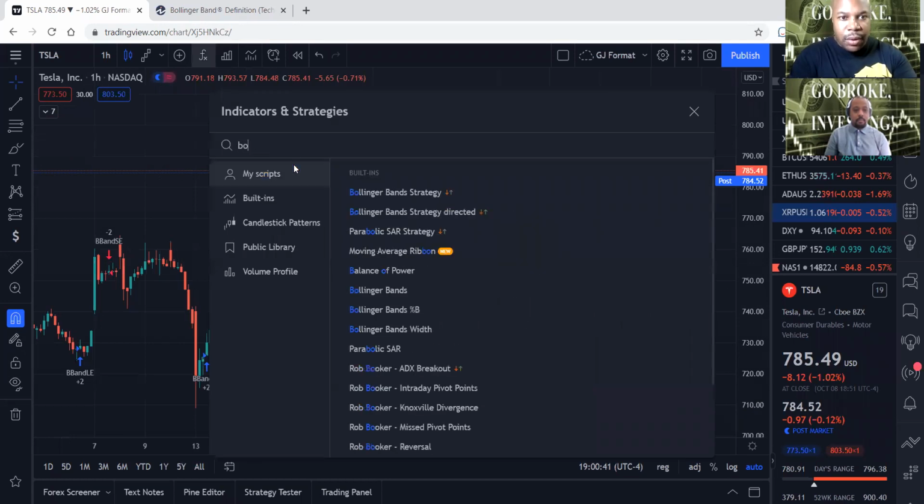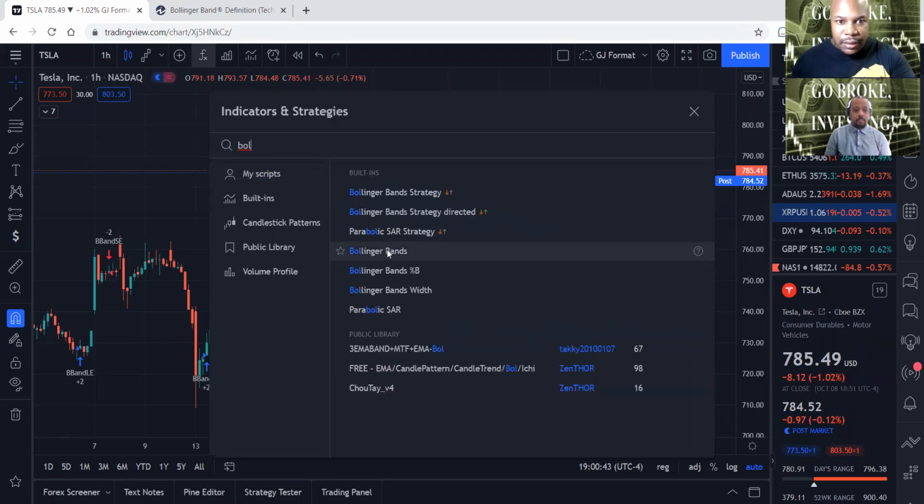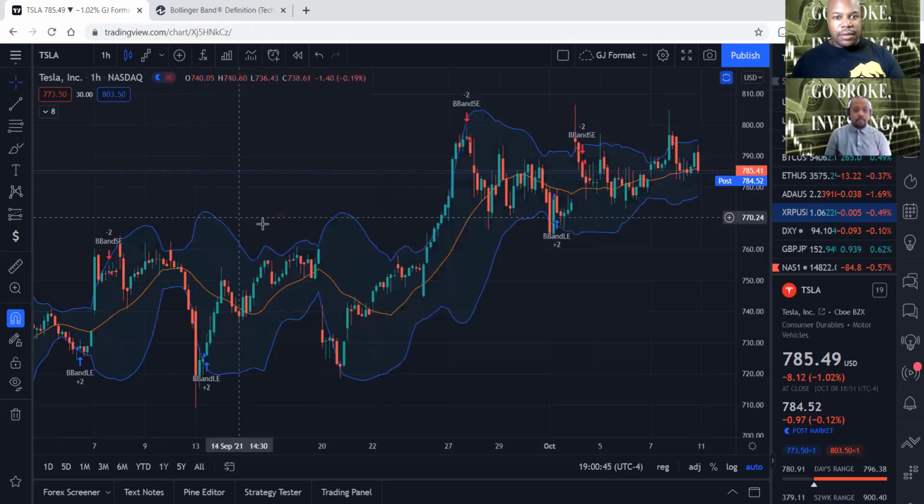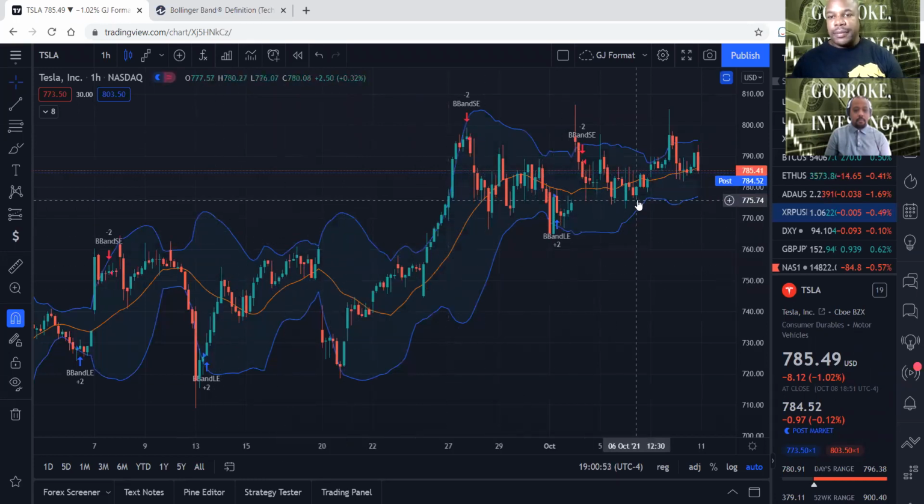There's a few of them on there that's already populated. I just want the generic Bollinger Bands. Here we go. So basically it creates kind of like a bubble around price, right?